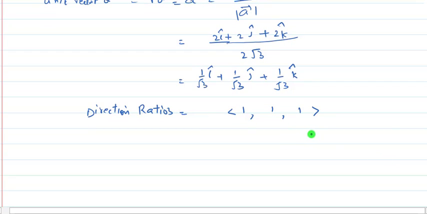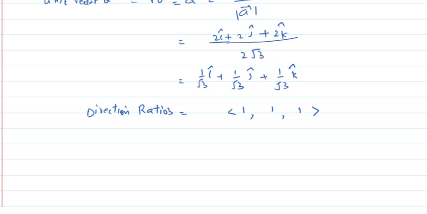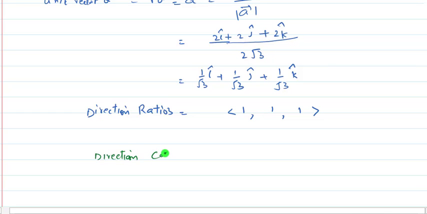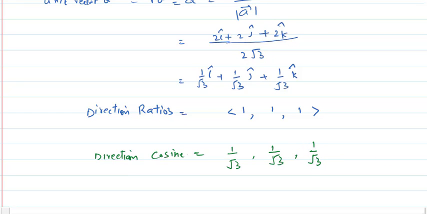So therefore from here also we can calculate direction ratios. Now the next is direction cosine. So direction cosines are the coefficients of i, j, k in case of a unit vector. So therefore direction cosines are 1 upon root 3, 1 upon root 3 and 1 upon root 3.